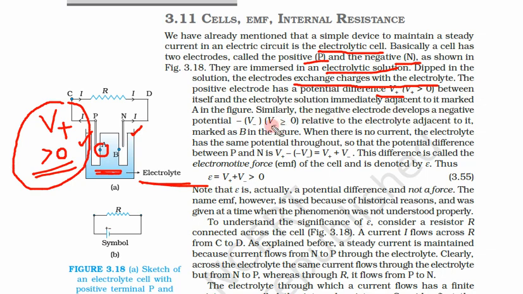Similarly, the negative electrode develops a negative potential. There is a negative potential on this negative electrode, that is minus V negative. See, this is again in minus. This potential can be greater than or equal to 0. This V negative can be equal to 0 even if, so let us see, this is definitely positive.